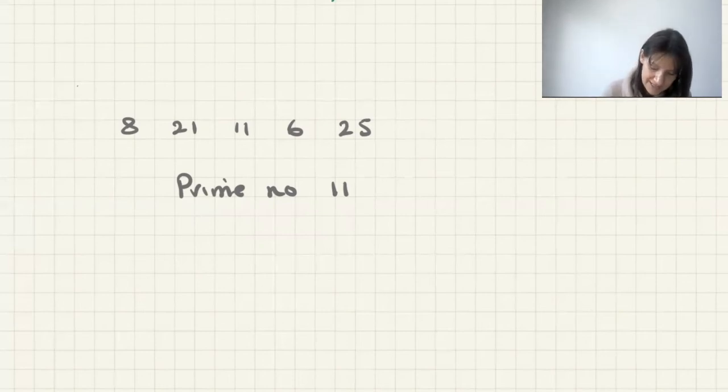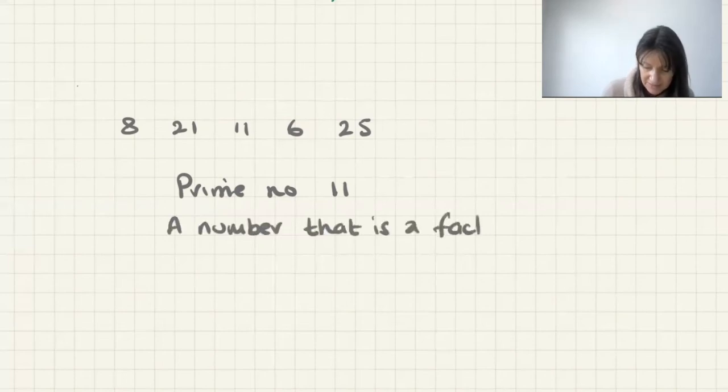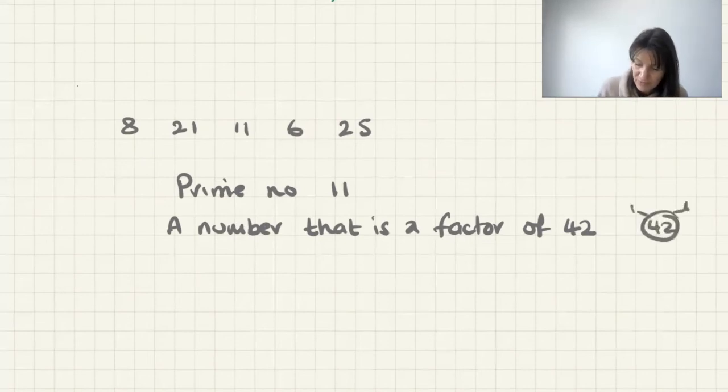Okay, I want you to write down a number that is a factor of 42. Okay, so factors are the numbers that multiply to make the given number. So factors of 42 are 1 and 42, 2 and 21, etc. And we can see from that it's 21.